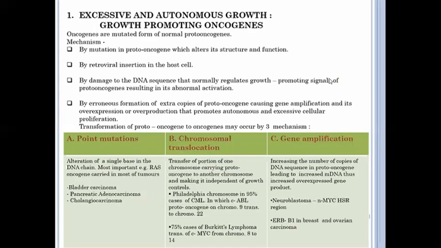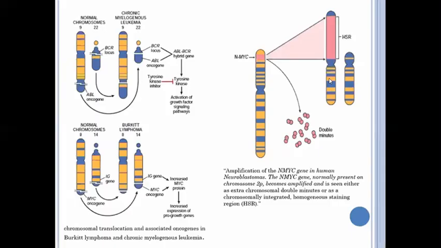In the gene amplification mechanism, the number of copies of the DNA sequence in the proto-oncogene increases, leading to increased messenger RNA. So increased, overexpressed gene products will be formed. Like in neuroblastoma, where the NMYC HSR region will be developed, and ERBB1 in breast and ovarian carcinomas, where the gene amplification mechanism produces malignancy.